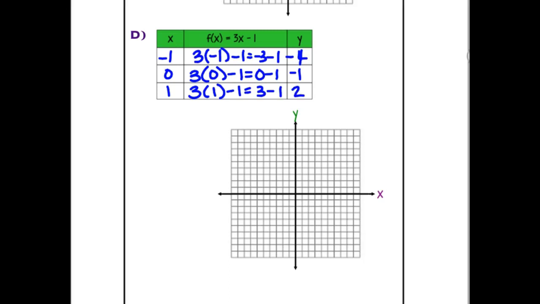So then we graph our points. We have -1, -4; 0, -1; and 1, 2. And then I can connect my dots because I know that this is a continuous function. Put my arrowheads on the end. Pretty straightforward. Not a lot of new stuff to learn today.